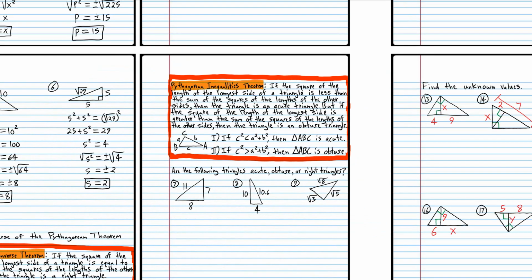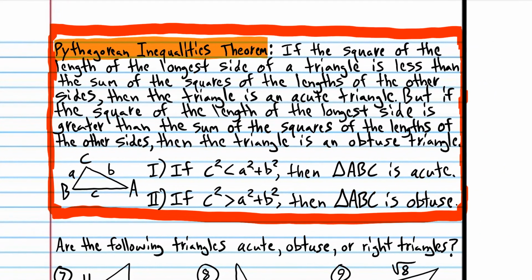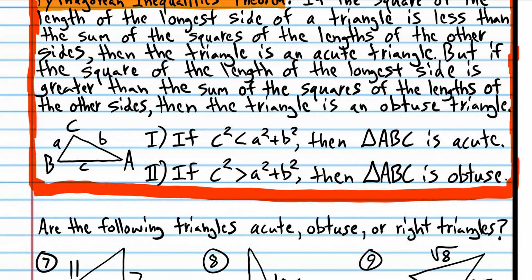And there's one more theorem, or actually two theorems, that we need to learn before we do some practice problems. It's also true that if the square of the longest side of a triangle is less than the sum of the squares of the other sides, then the triangle is acute.